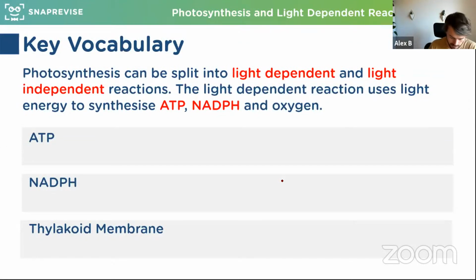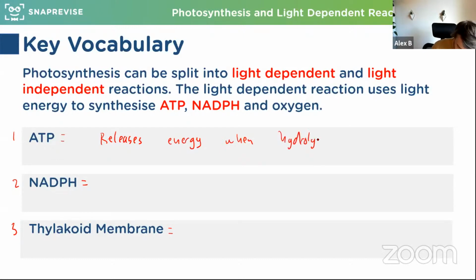So let's just quickly define these words. What are 1, 2, and 3? ATP, NADP, and the thylakoid membrane. Actually, we kind of talked about ATP already, so I'm just going to put that one on. It's what is produced when ADP is phosphorylated, and it releases energy when hydrolyzed to ADP.